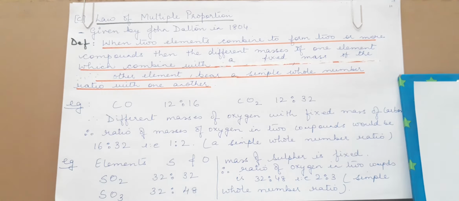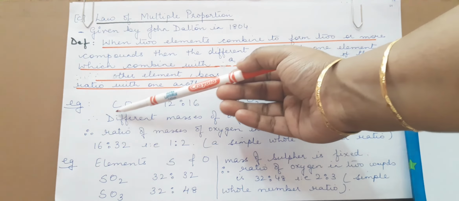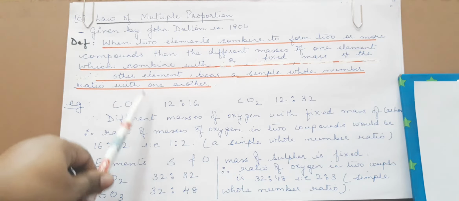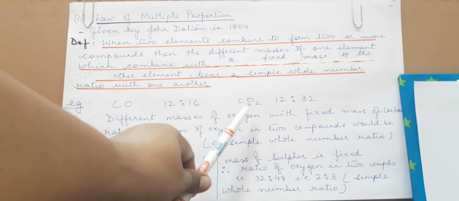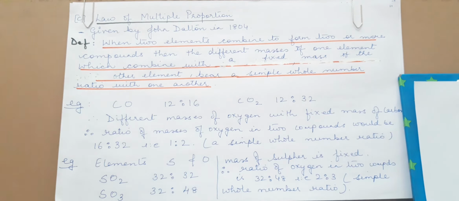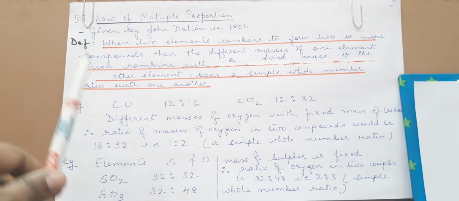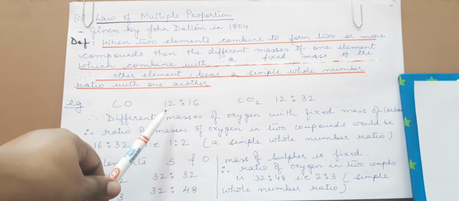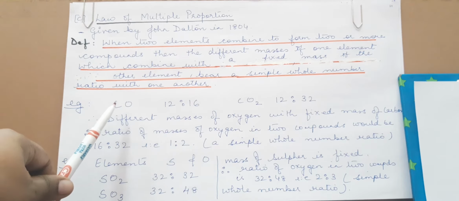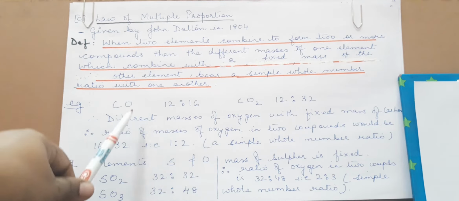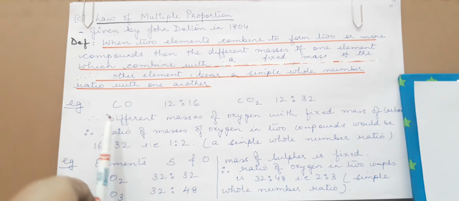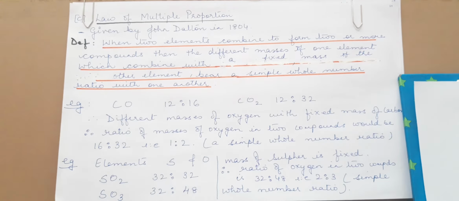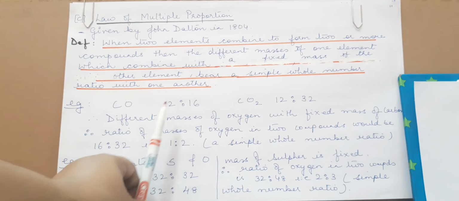So let us see an example. Before we go into the details, let us go for an example. I have carbon and oxygen. Now, carbon and oxygen can form the compounds carbon monoxide, that is CO, and carbon dioxide, that is CO2. And in carbon monoxide, carbon is one atom. So what is the mass? 12, because carbon has atomic mass 12. Oxygen is one atom, so atomic mass 16.